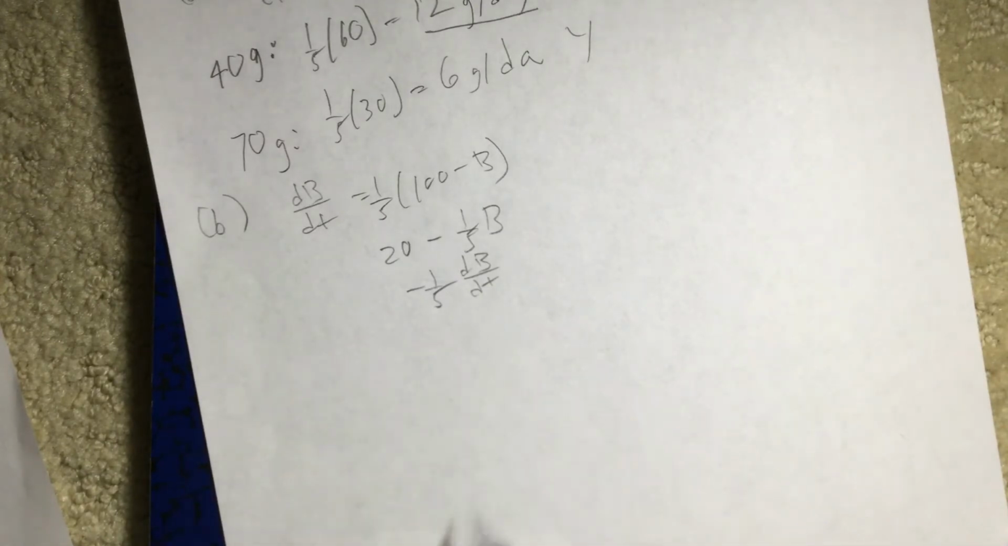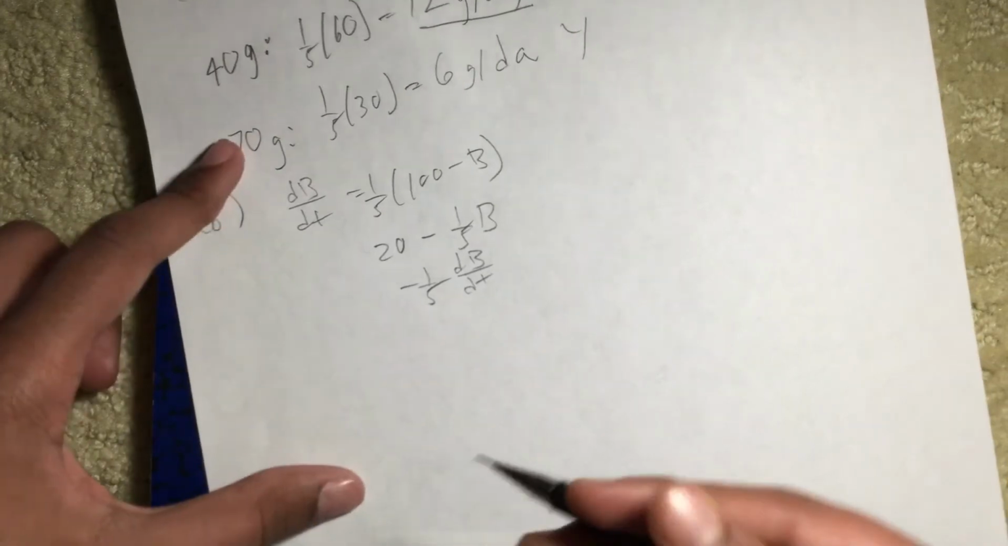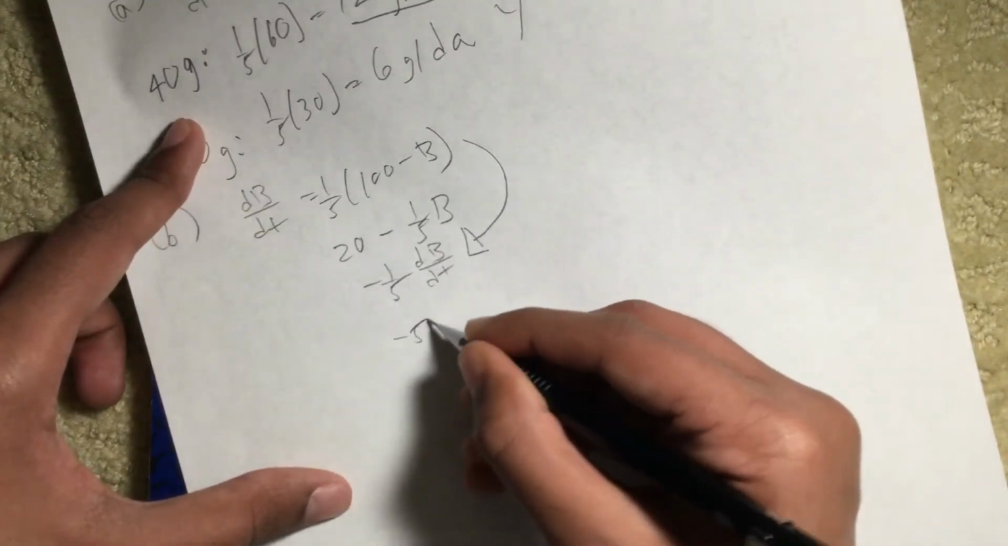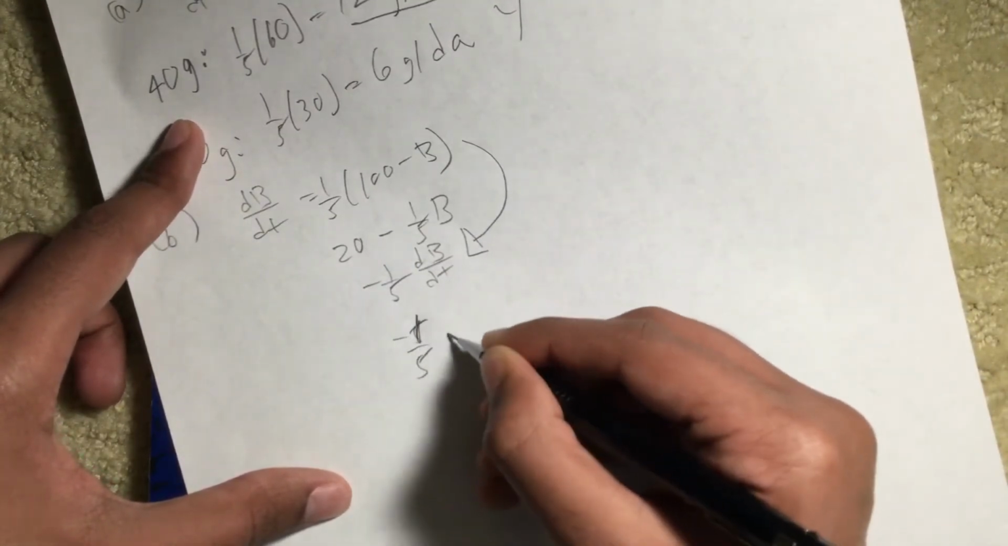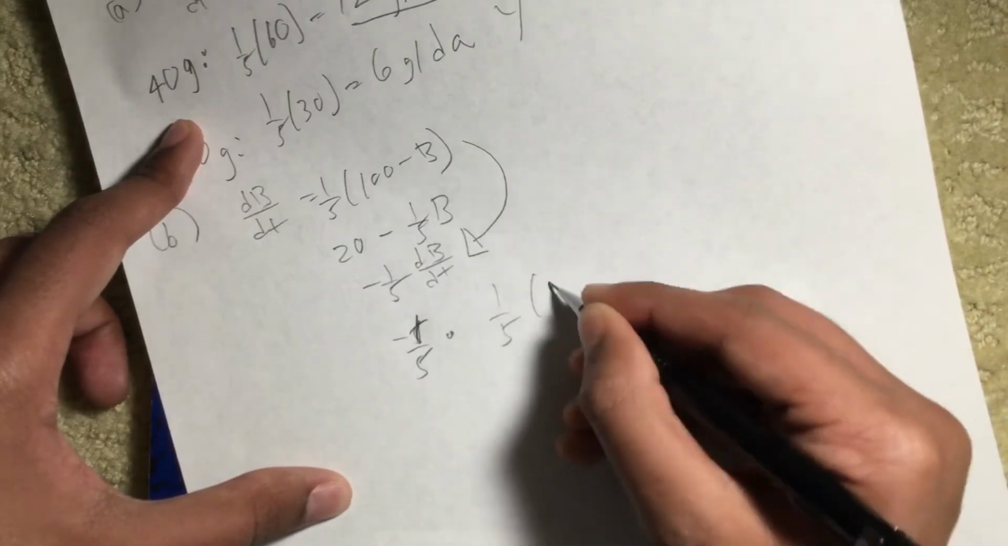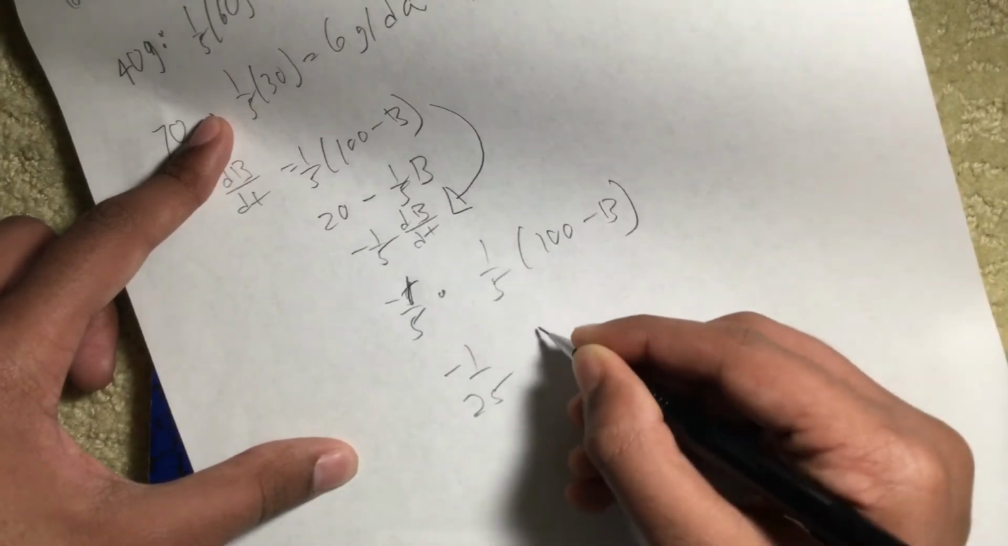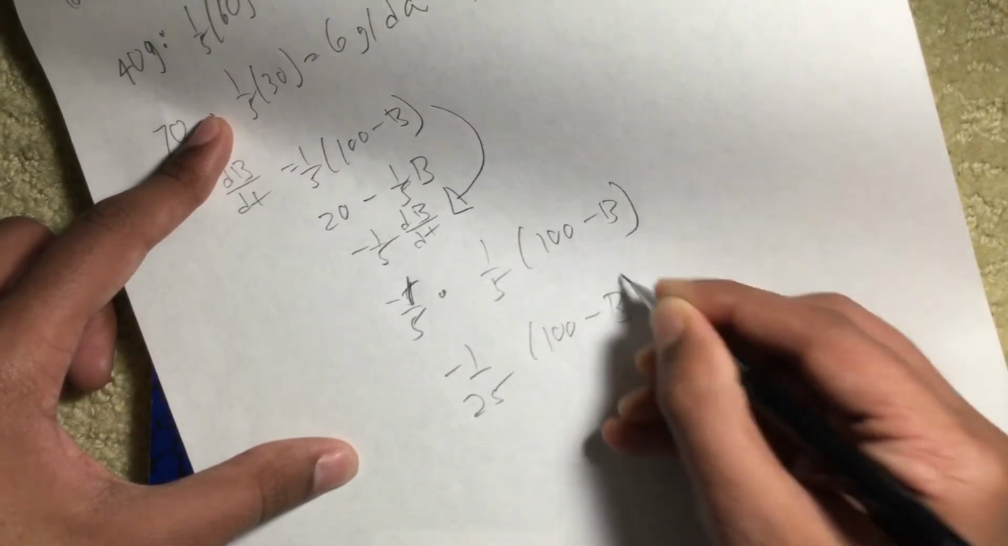When you take the derivative of any other variable besides t, you have to show that it was with respect to t, so you have to write down dB over dt. And that's something really big that could completely throw you off the question. And now we can just substitute this back in here. So we get negative 1/5 times 1/5 times 100 minus B, which, just to simplify, is negative 1 over 25 times 100 minus B.